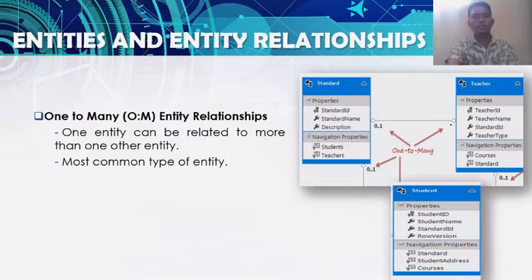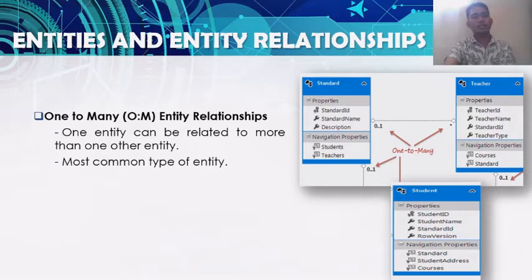To represent this, the standard entity has the collection navigation property, which is the teachers, which indicates that one standard can have a collection of teachers. And the teacher entity has a standard navigation property, which indicates that a teacher is associated with one standard. Also, it contains the standard ID foreign key in the teacher entity, and this makes it a one-to-many type of entity relationship.